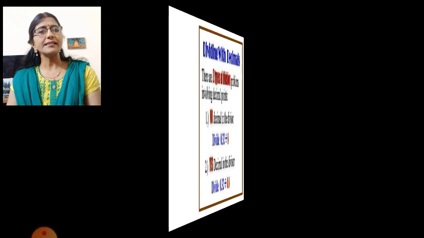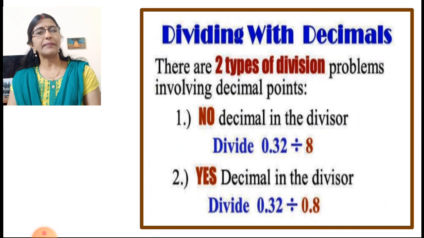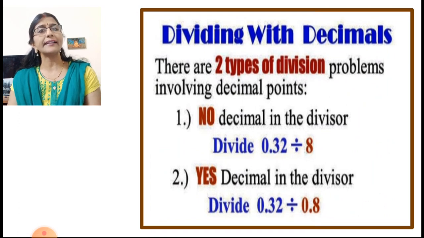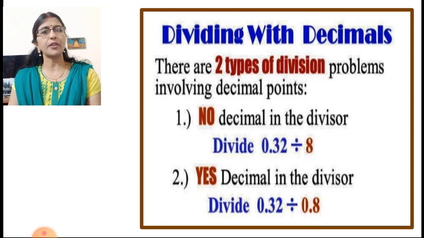Now the next main thing we are going to learn is dividing with decimals. There are two types of division problems involving a decimal point. The first one you see here, 0.32 divided by 8. Here you can see there is no decimal point in the divisor. So this is one kind of division, when there is no decimal point in the divisor.